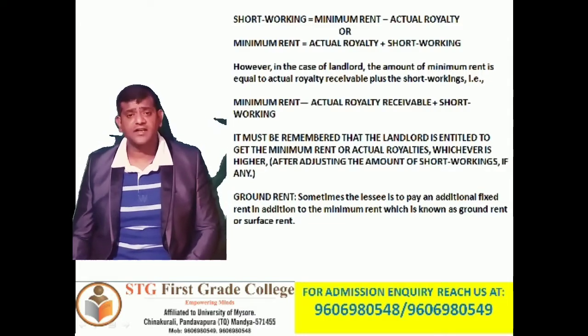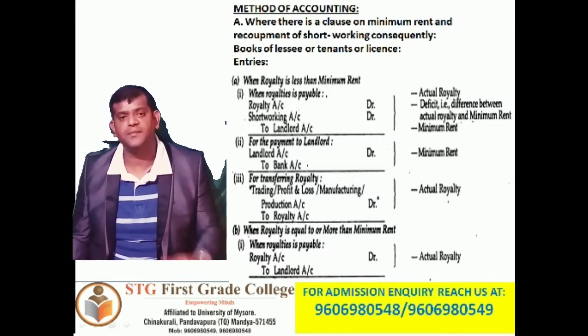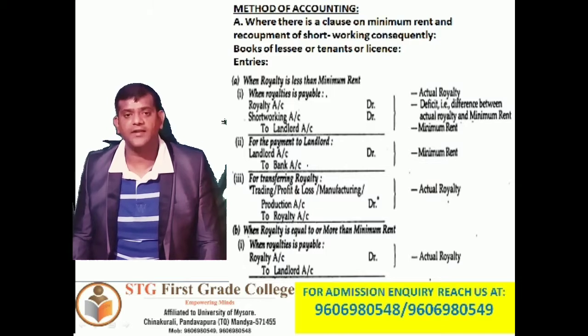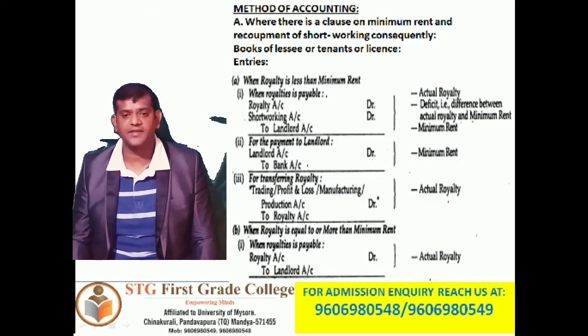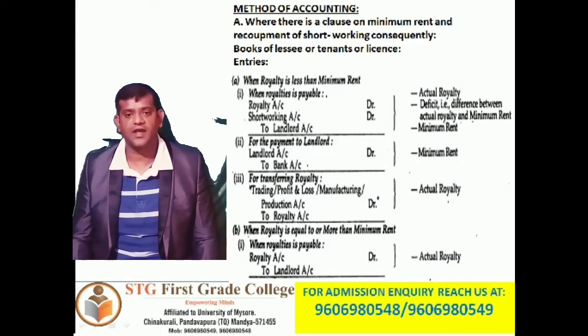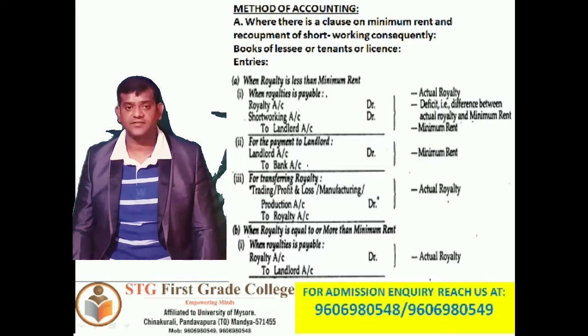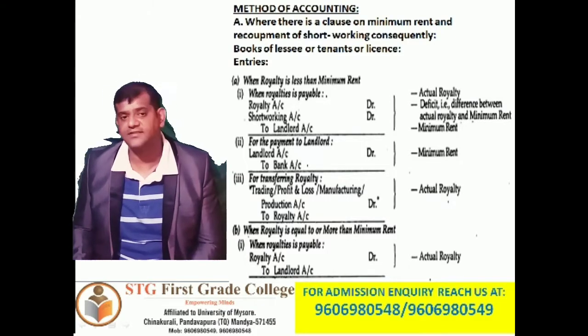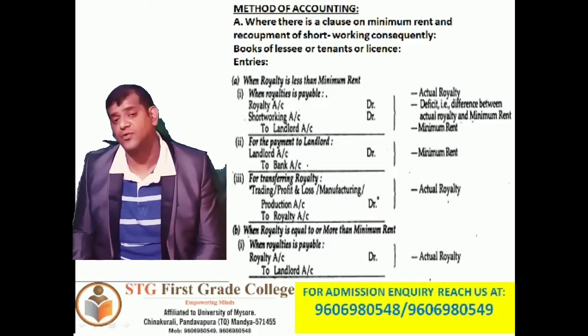Now let us understand the methods of accounting where there is a clause on minimum rent and recoupment of short working. We are going to solve the problem on the basis of the following journal entries, so that we can have more understanding about them. Let us continue with the journal entries and how they should be passed in different circumstances. When royalty is payable and it is less than the minimum rent, what should be the entry?